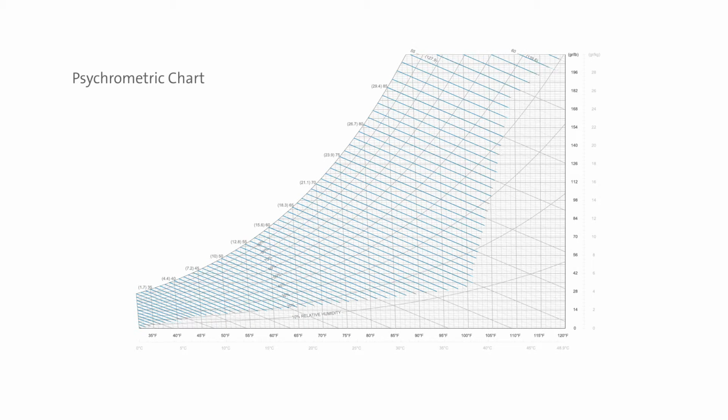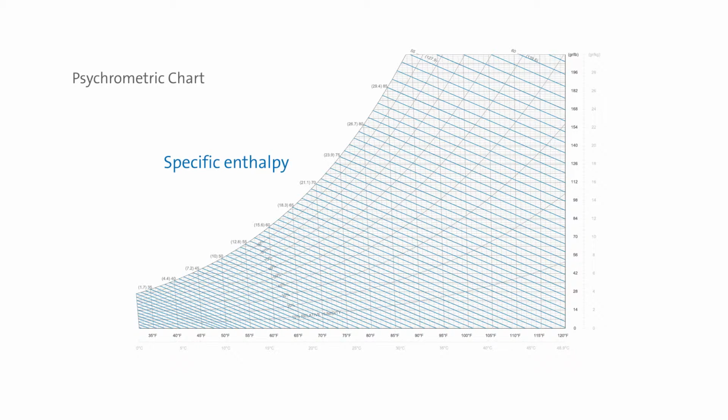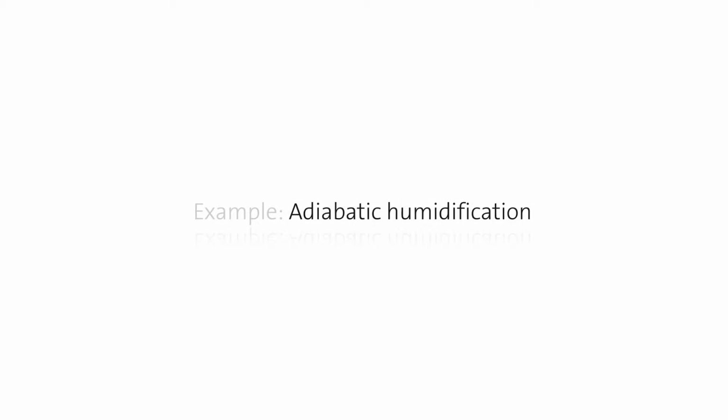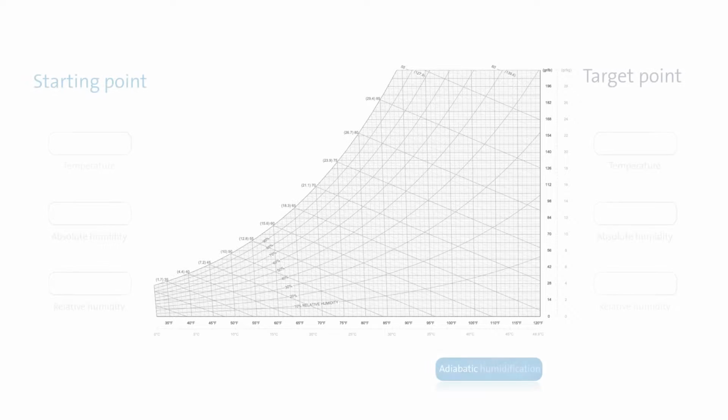The diagonal lines describe specific enthalpy. The temperature drop in an adiabatic humidification process is illustrated by these lines. Here's an example of how an adiabatic humidification process can be depicted in a psychrometric chart.